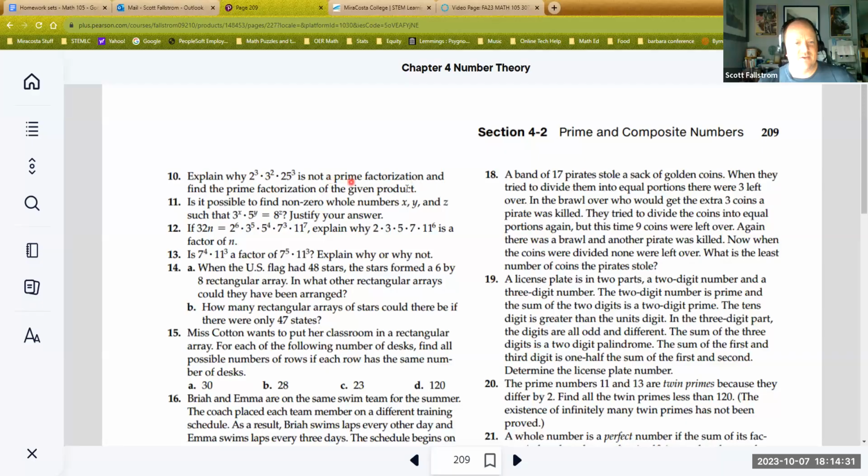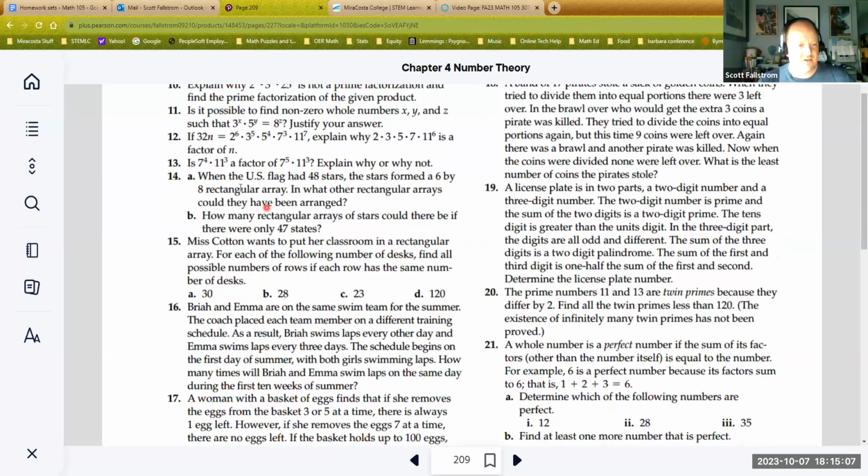Explain why this is not a prime factorization. Hint, hint, hint. Prime factorizations should be prime. So remember that. And let's see here. Is it possible to find non-zero numbers that make this true? If you could find non-zero numbers, there would be a group of threes over here and a group of eights and a group of fives. But if you picture it, if that's true, then 3 would have to divide some power of 8. And if it's a power of 8, it would have to divide 8, and 3 does not divide 8. So we'd have a reason why that is not the case.